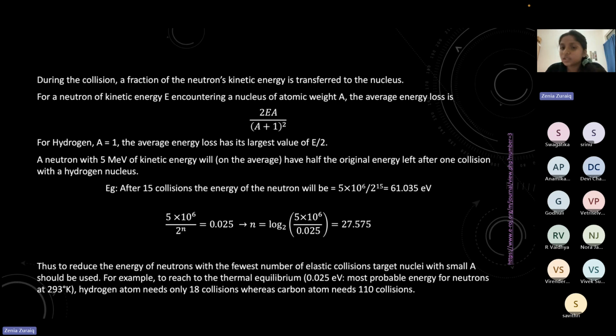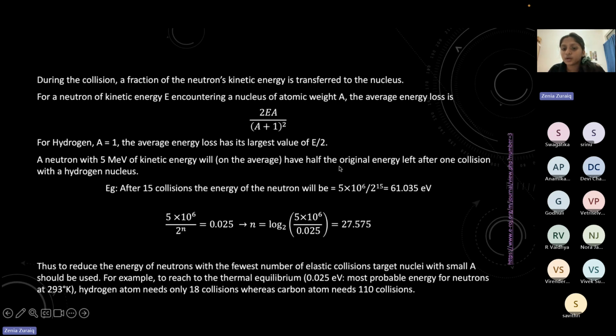It's not very difficult. It is based on momentum and energy conservation. If you do that and you find the average energy loss, which is just the initial energy minus the final energy, right? If you find that for the average interaction, it comes to be something like 2 by (A plus 1) squared. And you can see that for hydrogen, A is equal to 1. The average energy loss has the largest value, E by 2, basically.